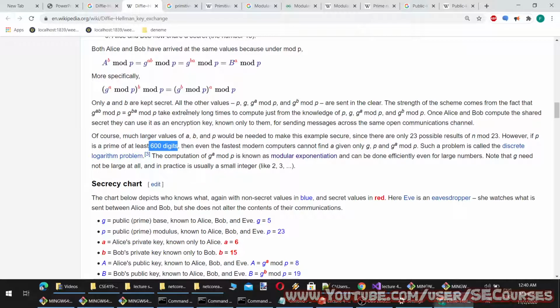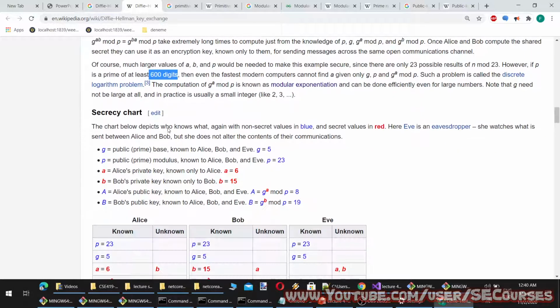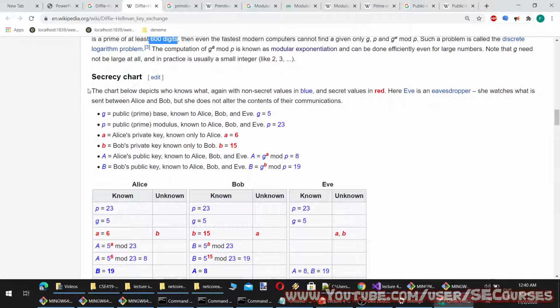So the number 100 is how many digits? It's only 3 digits. So 1000 is how many digits? It is only 4 digits. And now try to imagine 600 digits. Okay. So, secrecy chart.